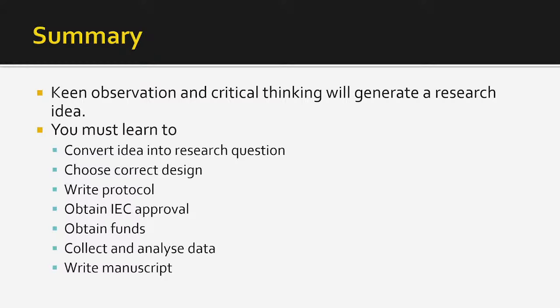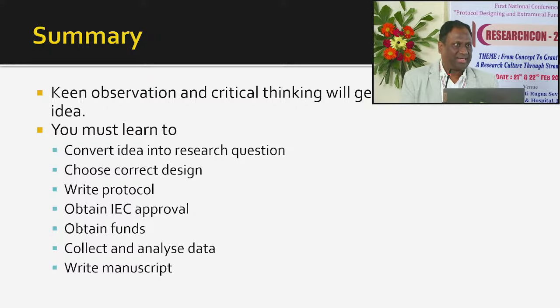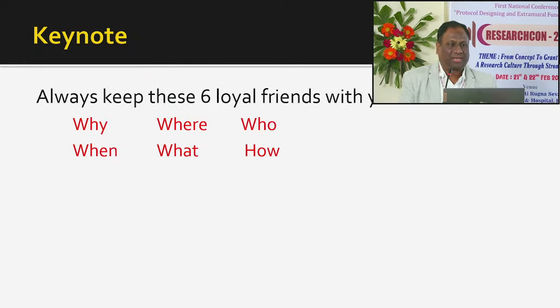So in summary, keen observation and critical thinking will generate a research idea, and these are the essential skills. You must be able to convert an idea into a research question, choose the correct design, right protocol, obtain IEC approval, obtain funds, collect and analyze data, write the manuscript, and choose the right journal for publication. These are the essential skills which are required.